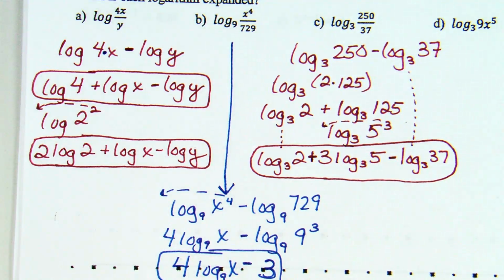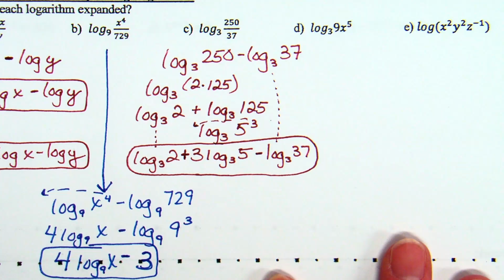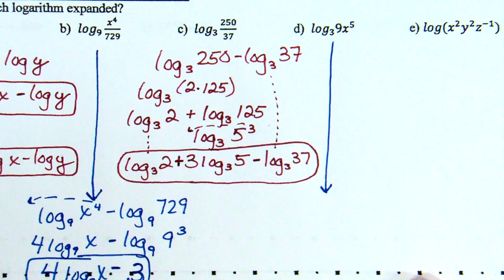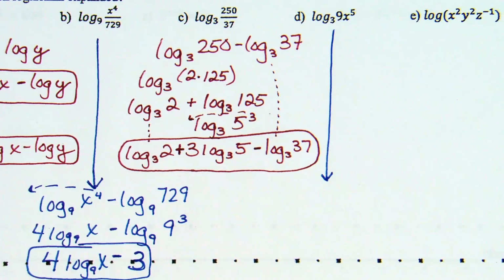Does D look a little bit better then? Okay, let's try D. We still have time. My D is going to drop down here to this bottom level, just because of spacing for me. Okay, log base 3 of 9x to the 5th.